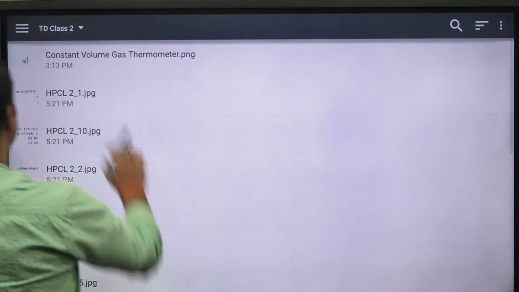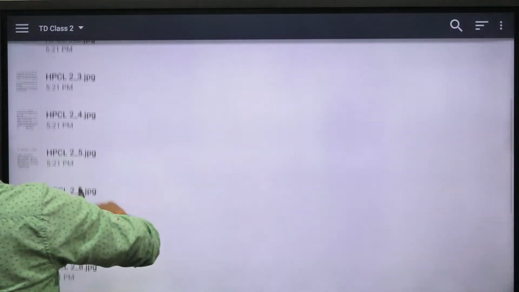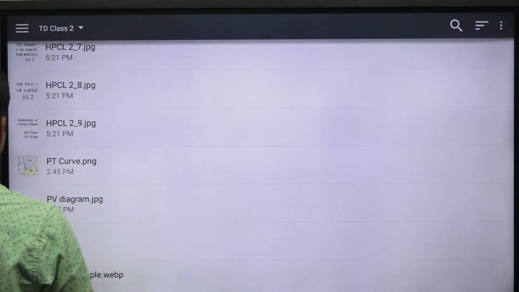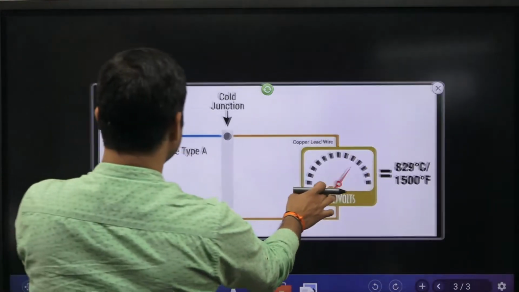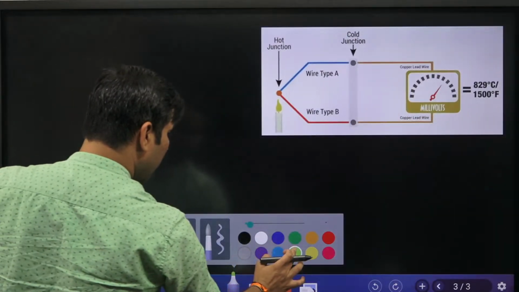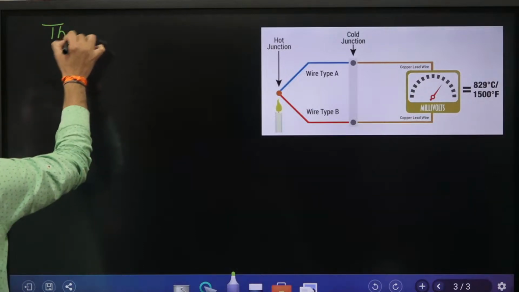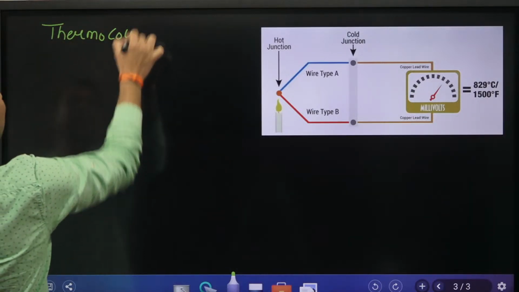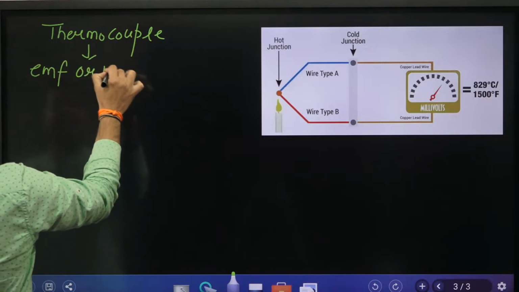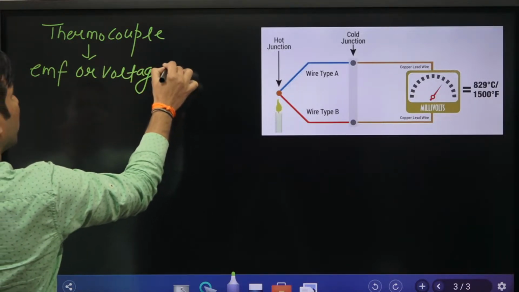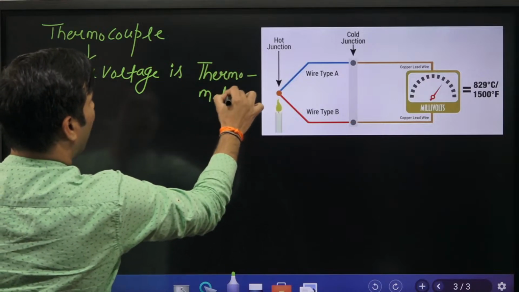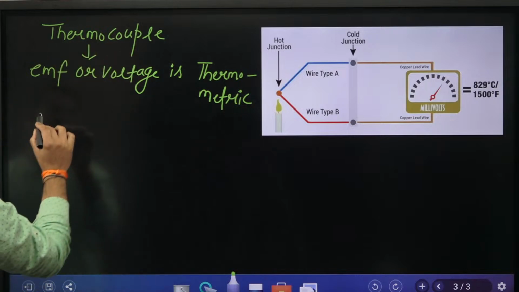Let me show you some of the things. Let me first show you the thermocouple. As I mentioned, in a thermocouple, EMF or voltage is the thermometric property. So how does it work, and what is the principle of this thermocouple?